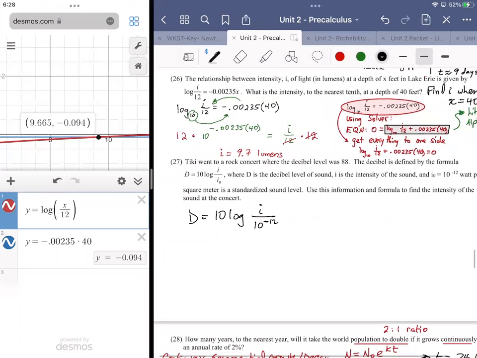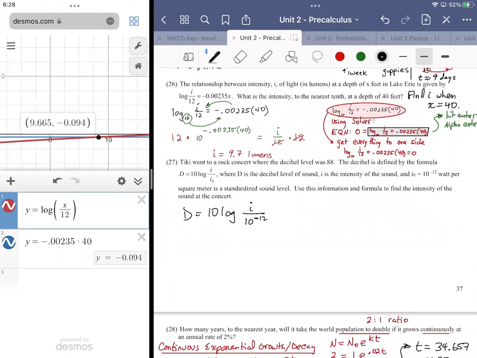All right, use this information to find the intensity of the sound at the concert. All right, D is the decibel level, so that's 88. So we have an equation here, and we can solve it a couple of different ways. I can divide both sides by 10.